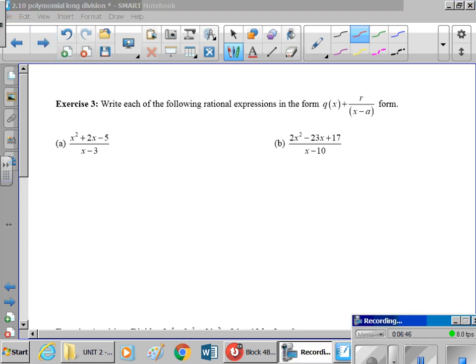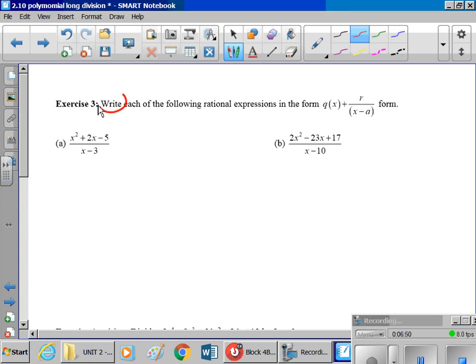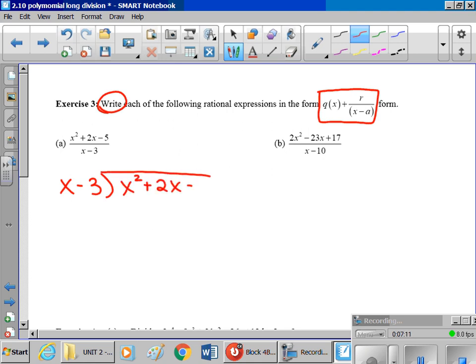Okay, so it's exercise 3. Sorry about that. So this says write each of the following rational expressions in the form of q of x, the quotient, plus the remainder. So maybe these we're going to start seeing some remainders. So let's see what happens. So we have x minus 3 on the outside divided into x squared plus 2x minus 5.